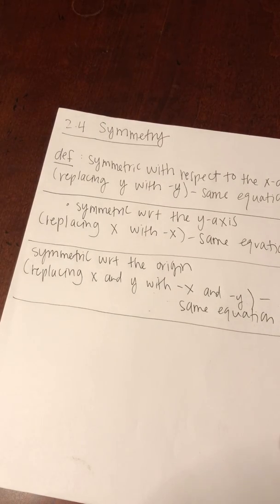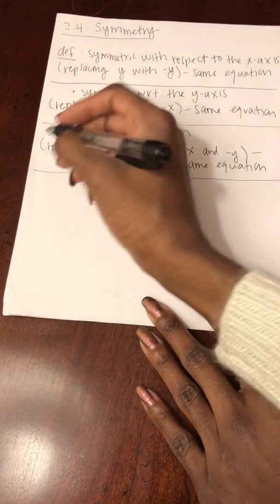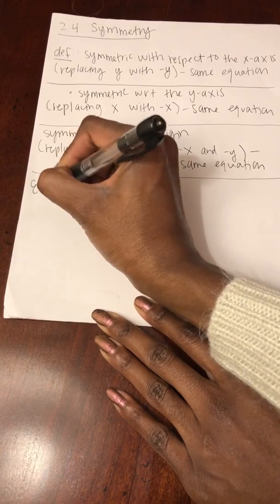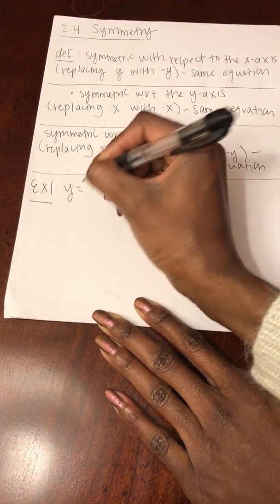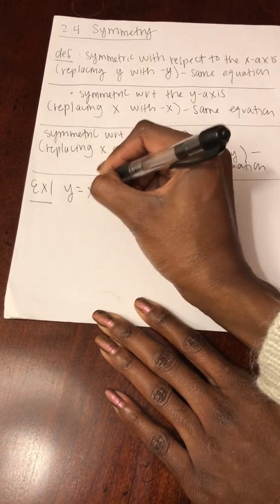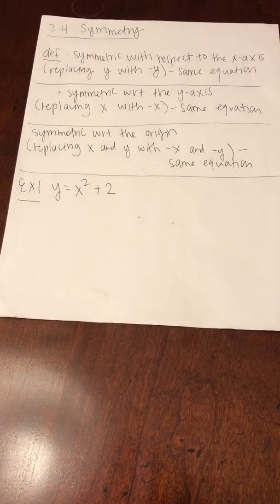All right, so let's go ahead and look at the first example. Example 1. So we have y is equal to x squared plus 2. And we want to know if that's going to be symmetric with respect to the x-axis, the y-axis, and or the origin. So we're going to check all three of them, okay?